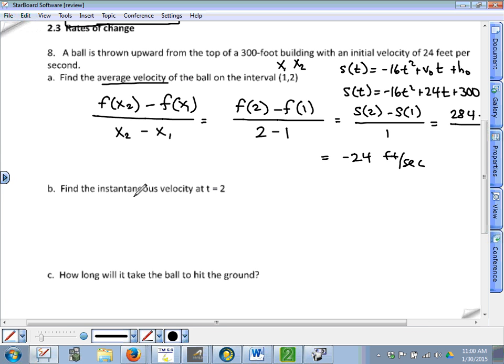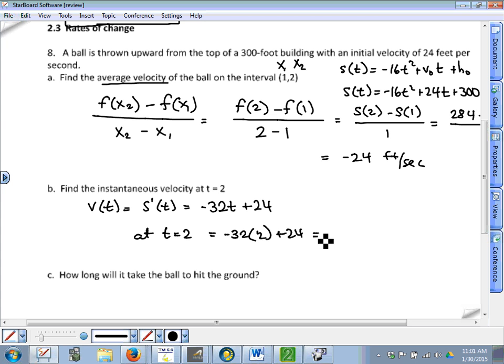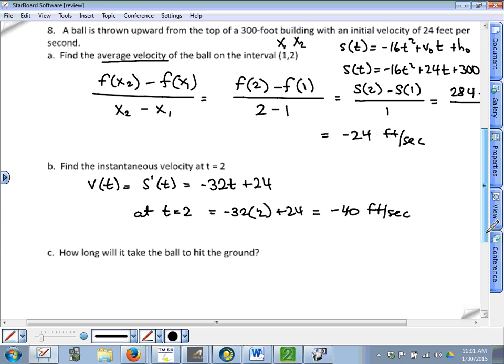Now the instantaneous velocity is different than the average velocity. For the instantaneous velocity, we need to have the velocity function. The velocity function, v of t, is equal to the derivative of the position function, which is negative 32t plus 24. If we take this position function and take the derivative of it, at time t equals 2, this is going to be negative 32 times 2 plus 24, which is negative 40 feet per second.